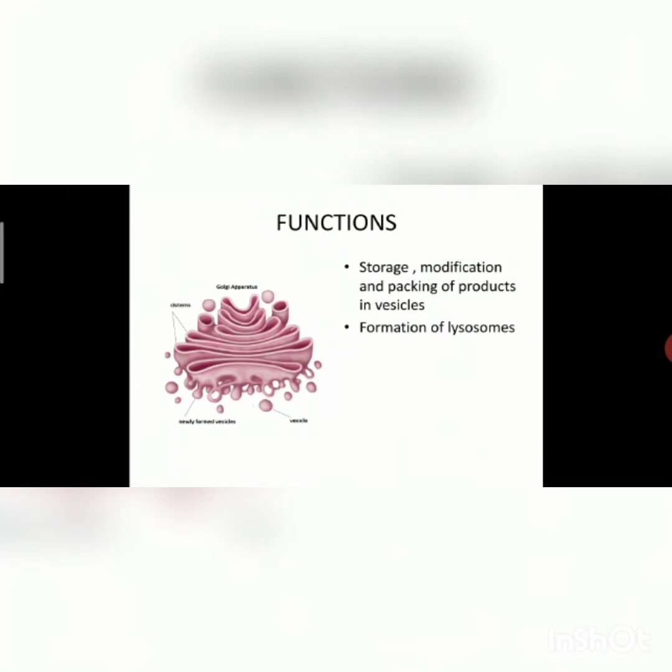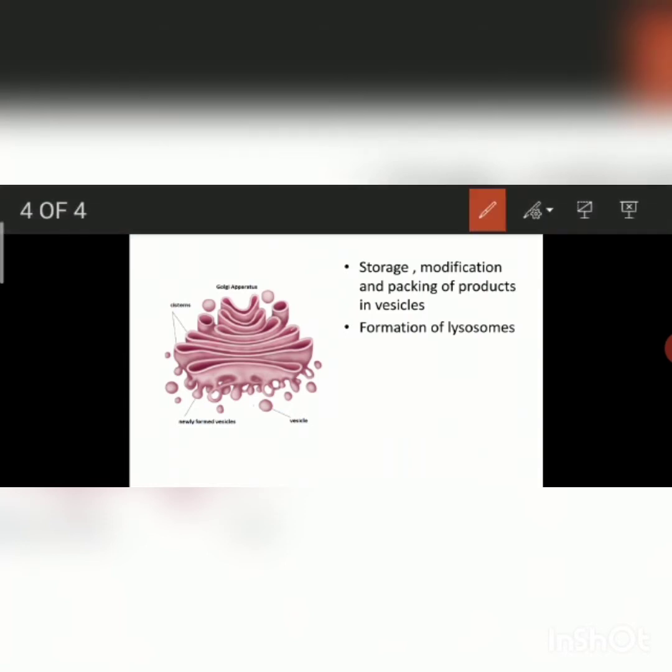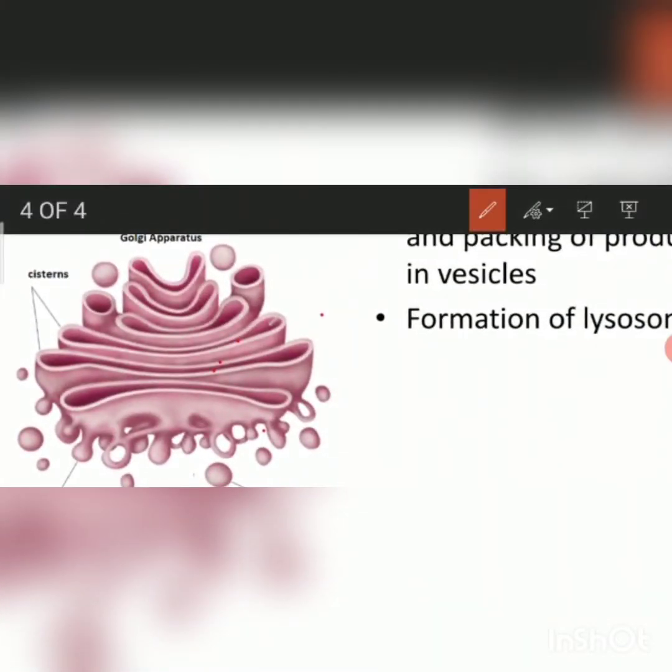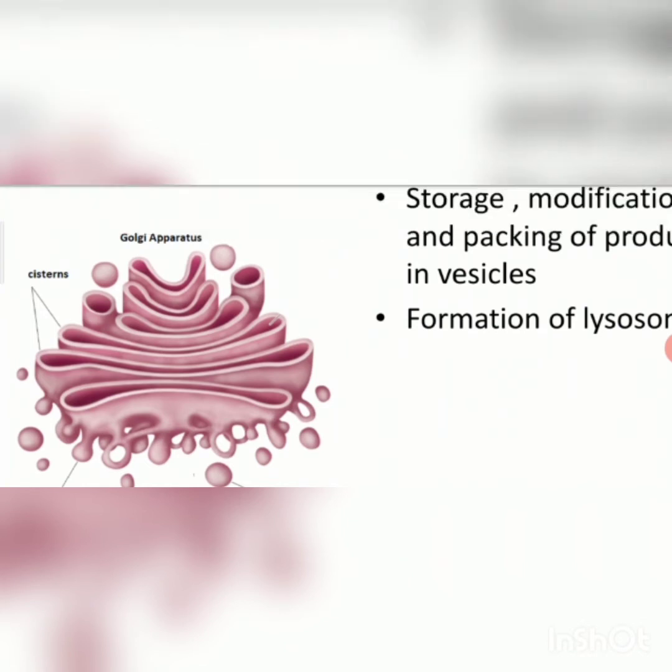So what is the function? It will store, modify, and pack the proteins and the lipids that are synthesized by the endoplasmic reticulum. Now here you can see many vesicles. You can see small vesicles that are protruding from the membranous sacs. Inside these, the materials will be stored, and then they will break off and be transported to various parts of the cell, both inside and outside.